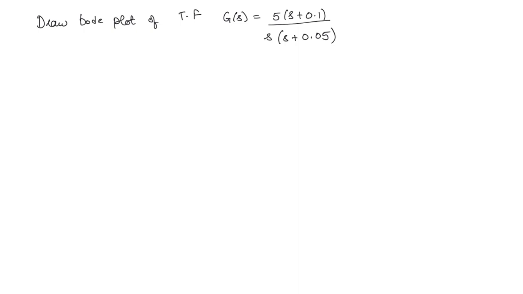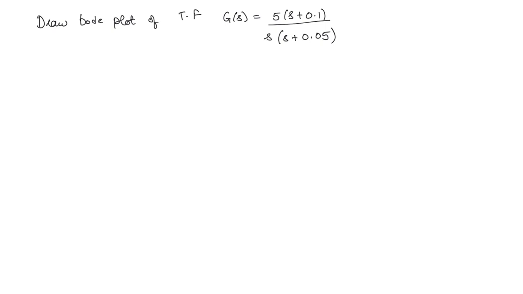Now we will take an example and try to get the Bode plot of this function. So what is the function given here? 5 into s plus 0.1 divided by s into s plus 0.05. Till now we have discussed only a simple 0 or a simple pole, right? But now we have a combination of functions. So how do we use all the concepts that we've already learned to draw the Bode plot of this function?